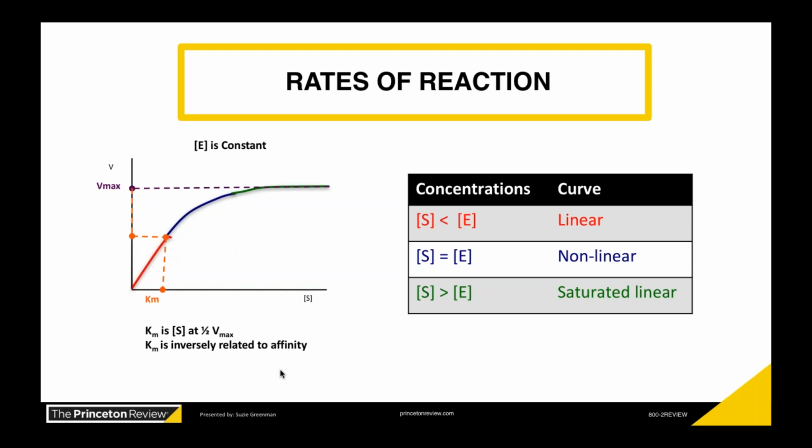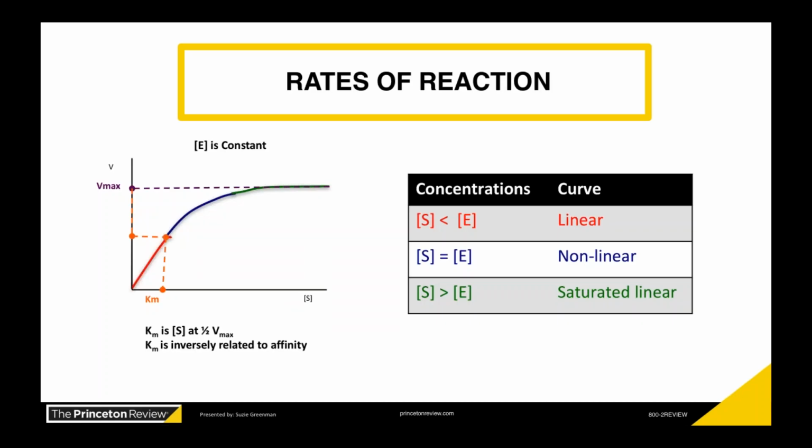My Km is inversely related to my affinity because if I'm able to reach my Vmax quicker, meaning my affinity is higher, my enzyme is reacting with my substrate faster, and the quicker that I can react with my substrate, the quicker that I can hit my Vmax, right? So my Km is going to go down because this line is going to get steeper. So my Km is inversely related to my affinity.